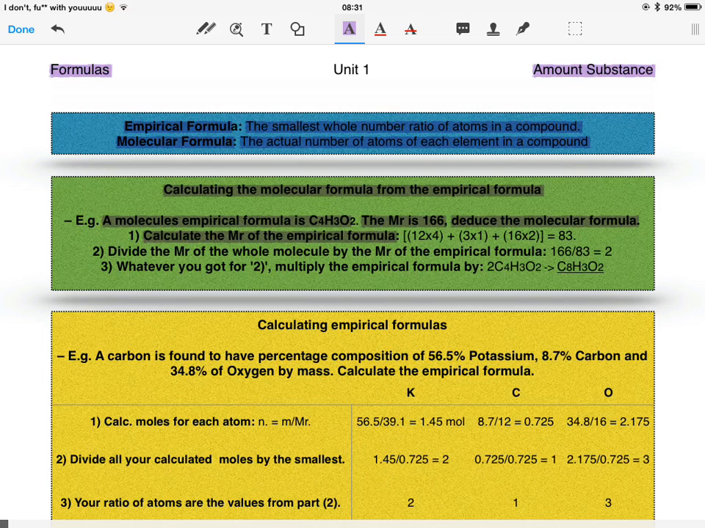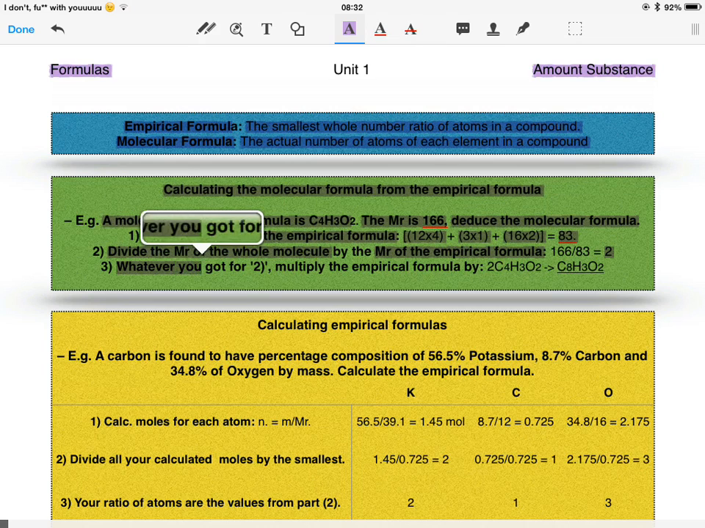This is just timesing the Mrs of each atom by the number of that atom. So for carbon we have 4, so it's 12 times 4. Hydrogen we have 3, so 3 times 1. Oxygen 2, 16 by 2. Add all these values together and the Mr of the empirical formula is 83. Next, we divide the Mr of the whole molecule, which was 166, by the Mr of the empirical formula, which was 83. And this comes to 2.